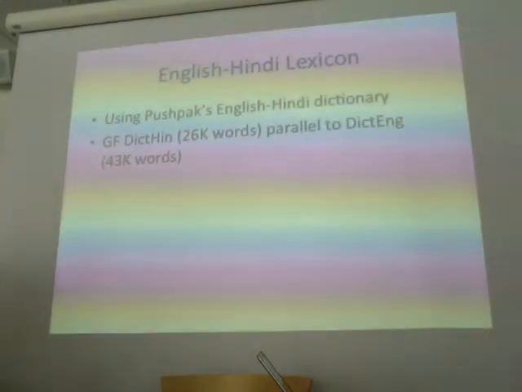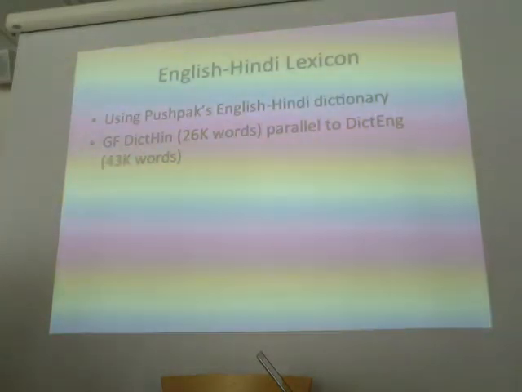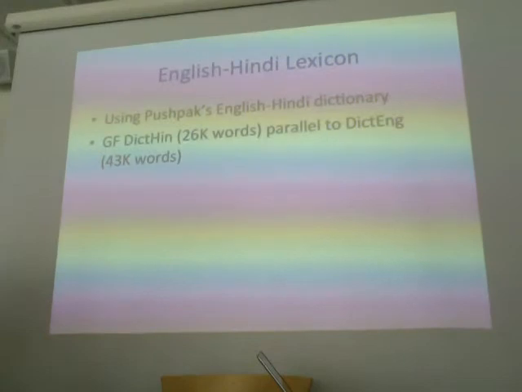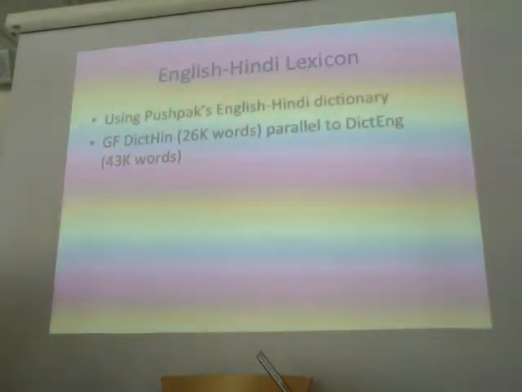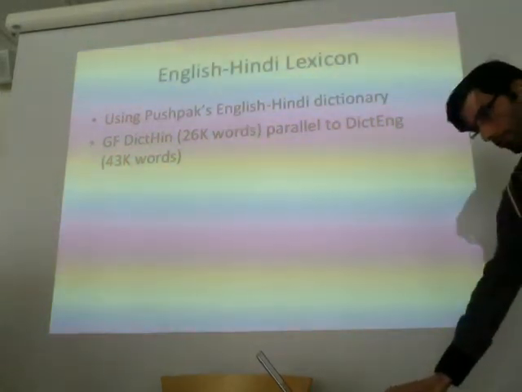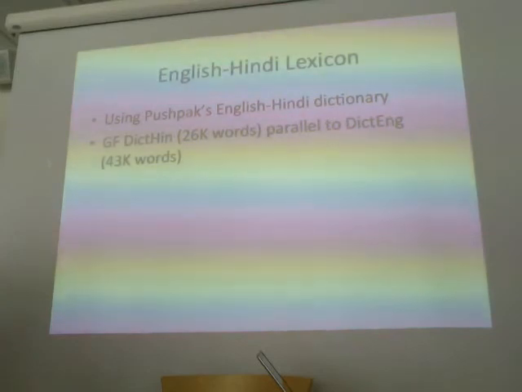And our first experiment was for Hindi-English translation, rather English to Hindi translator. We got an English-Hindi dictionary from the Pushpak group, and using that bilingual dictionary, I ended up with a GF Hindi dictionary that was parallel to the English dictionary that Krasimir is using for parsing the Penn Treebank data.